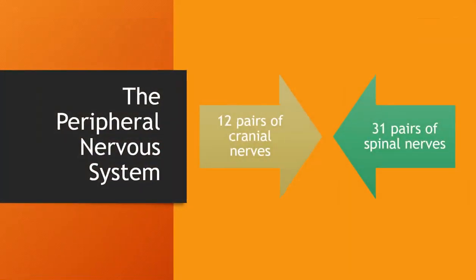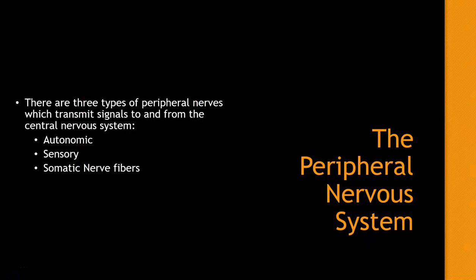The peripheral nervous system has 12 pairs of cranial nerves and 31 pairs of spinal nerves. There are 3 types of peripheral nerves, which transmit signals to and from the central nervous system. They include the autonomic, sensory, and somatic nerve fibers.